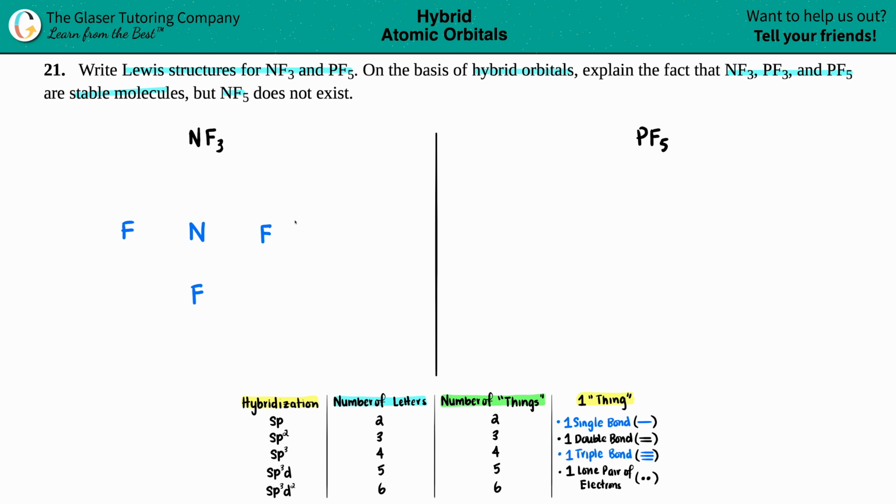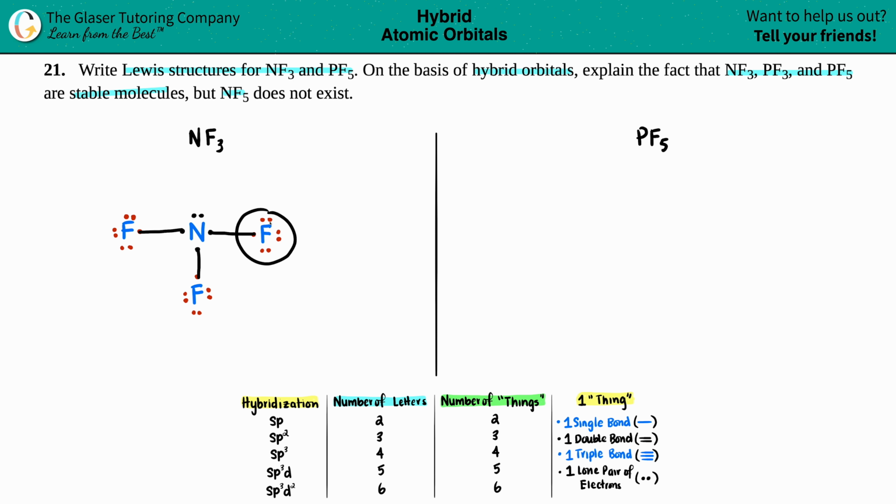Nitrogen is in group 15 or 5A, so it has 5 valence electrons, 1, 2, 3, 4, 5. And then fluorine is a halogen, that's group 17 or 7A, so it's got 7 valence electrons, 1, 2, 3, 4, 5, 6, 7, for each fluorine. Always make your single bond first, so dot to dot, dot to dot, dot to dot, and then just check your outer elements to see if they have the octet.